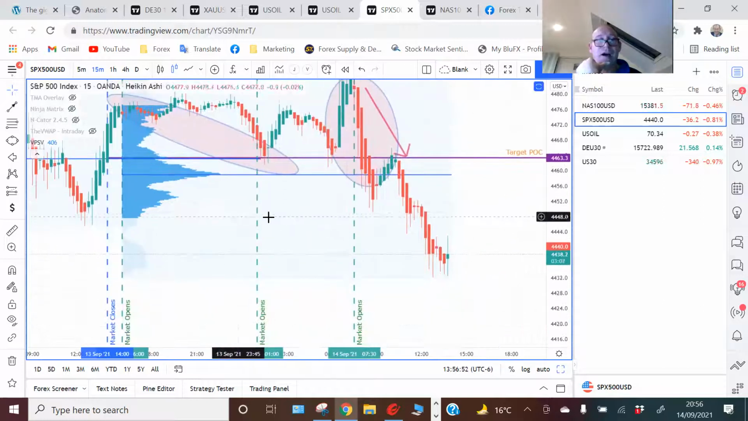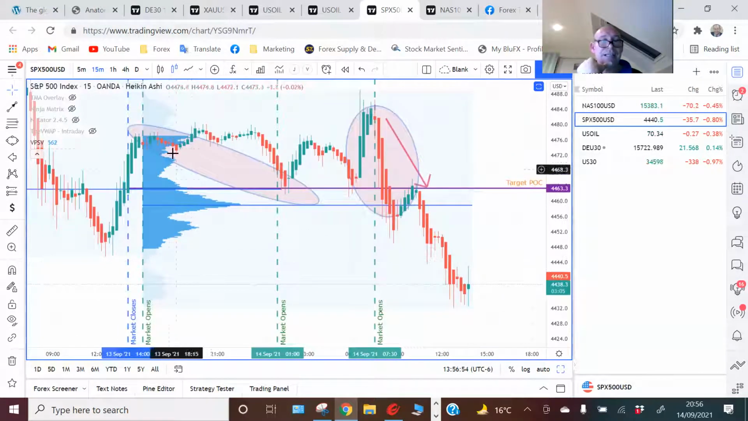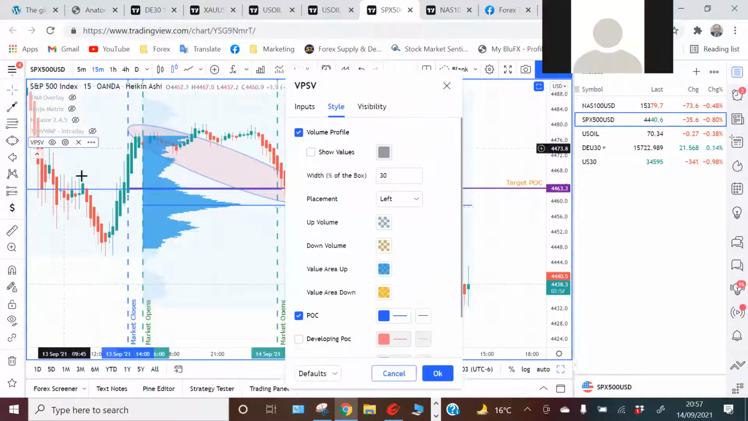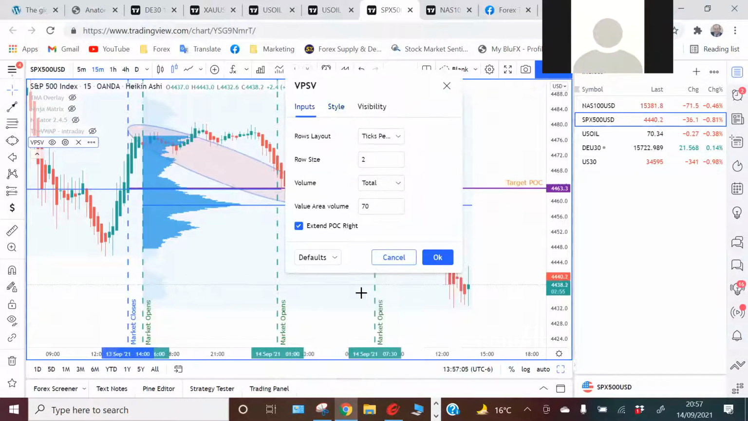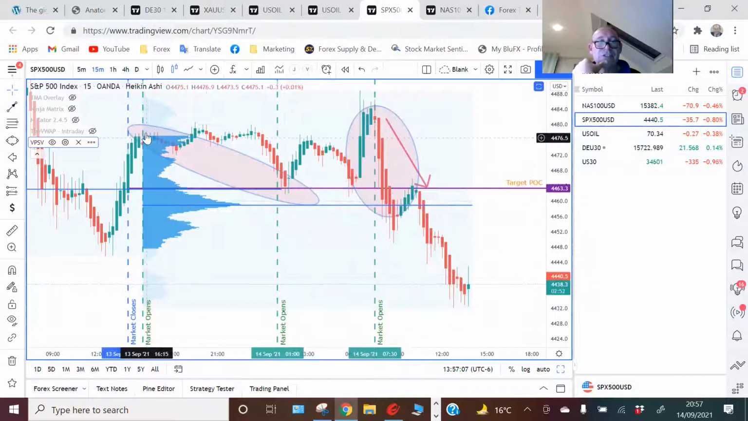When price is far, this area here is the 70%. Do you remember how we know that? Yeah, in the settings, we set it up. We've told it, and this is called the value area. Ideally, we want the price to be in the value area.